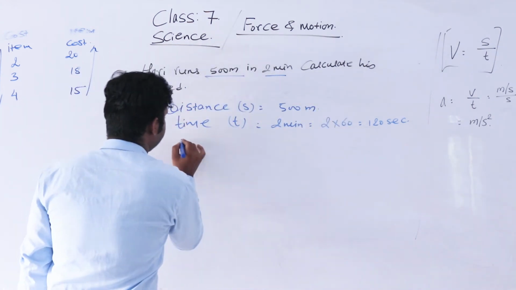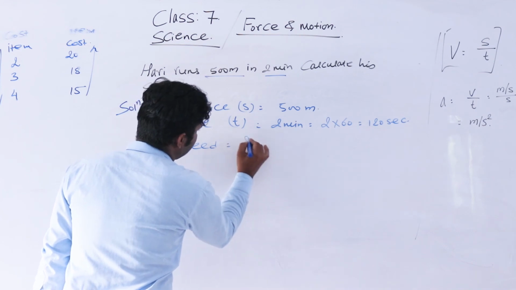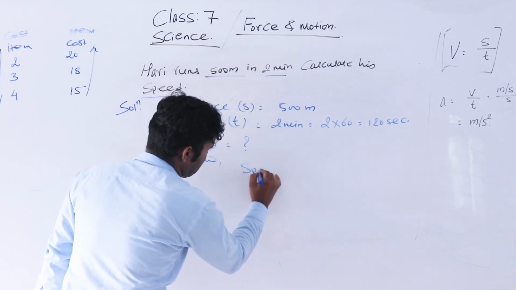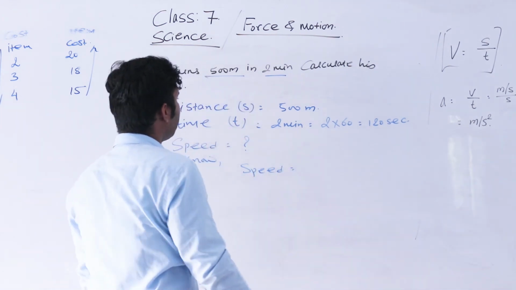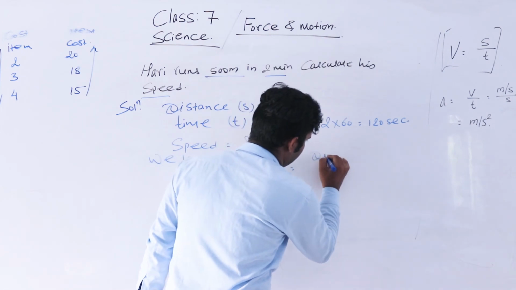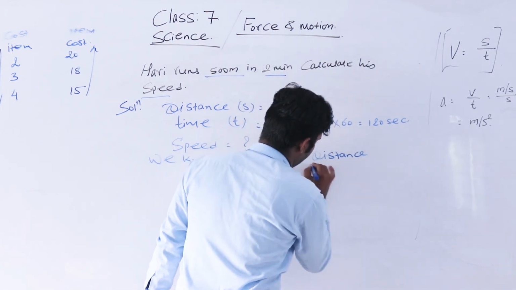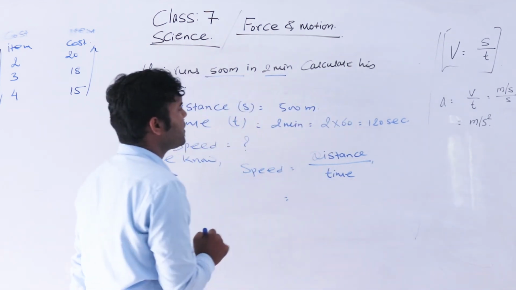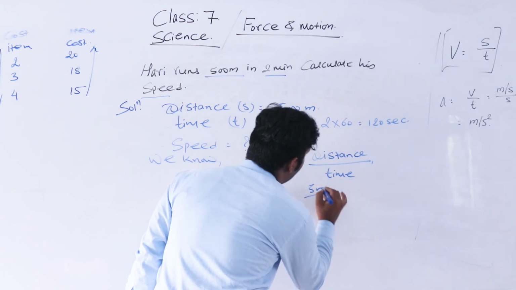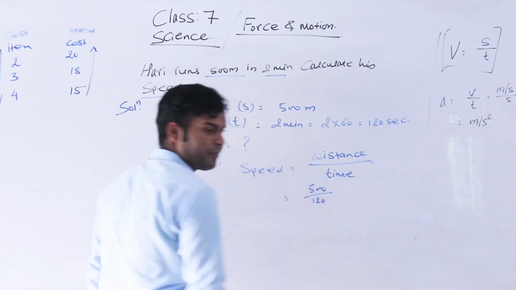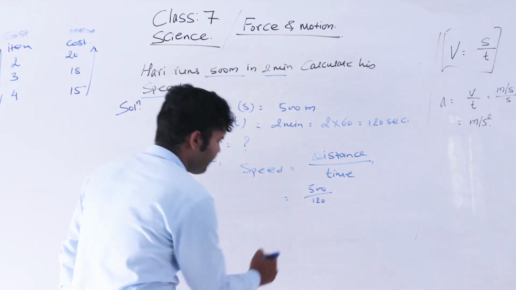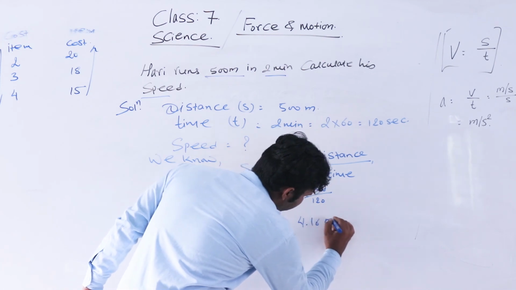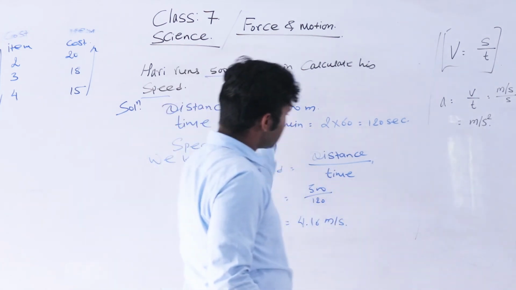Calculate its speed. We know speed is equal to distance divided by time, which is 500 upon 120, isn't it? Its value is 4.16 meter per second. Once more, look here.